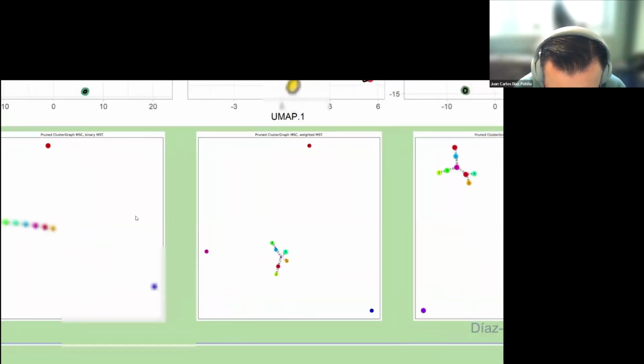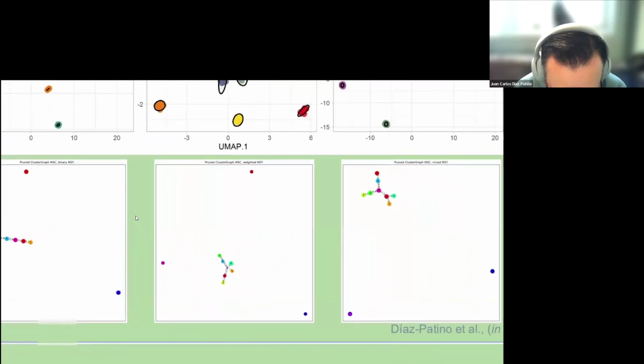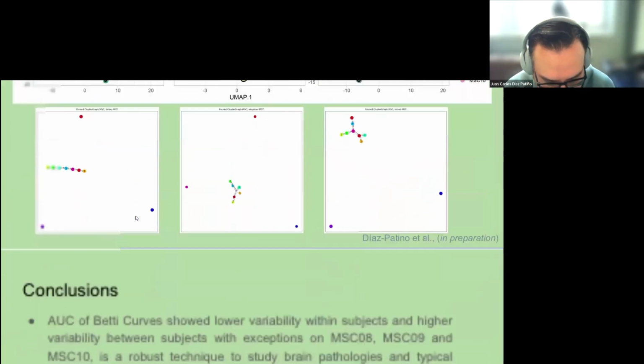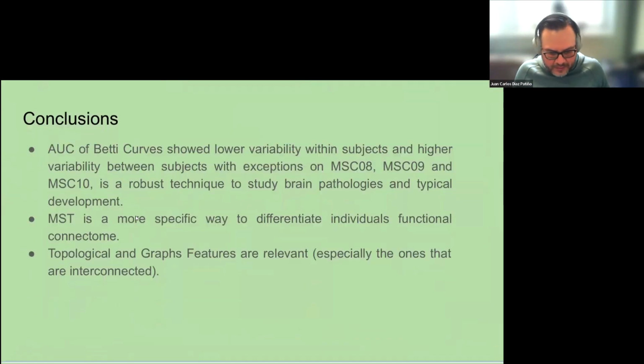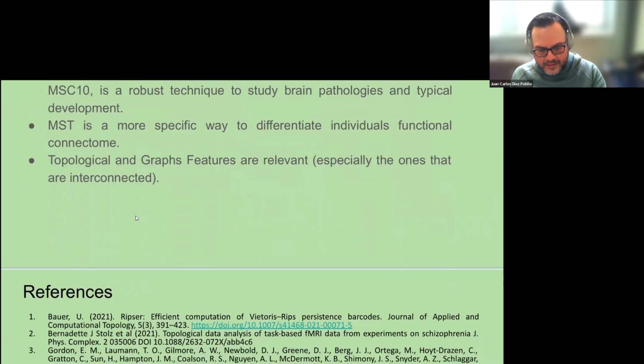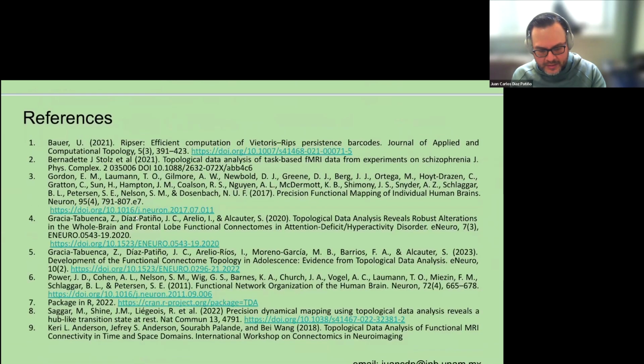And we have the same behavior here. And well, I'm going to finish here. The area under the curve of the Betti curves showed lower variability within subjects and higher variability between subjects, with exceptions of subjects 8, 9, and 10. It's a robust technique to study brain topologies and typical development. Okay, the minimum spanning tree is a more specific way to differentiate individuals' functional connectome, and the topological and graph features are relevant, especially the ones that are interconnected, like the minimum spanning tree is related to the Betti zero curve. That's all. These are the references, and thank you for your attention.